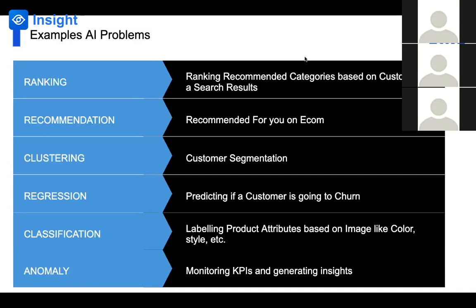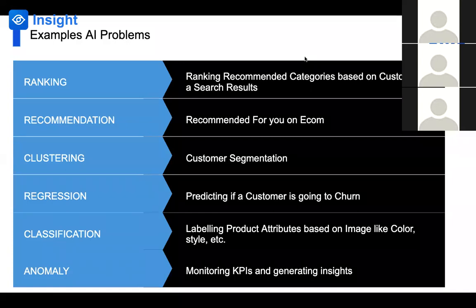Classification problem. So you have a huge product catalog and you want to improve search on it. How would you go about improving it? You will have to label each and every image. That's where you can go ahead and use AI. You want to label them by color, style. So an AI ML algorithm can help you do that.